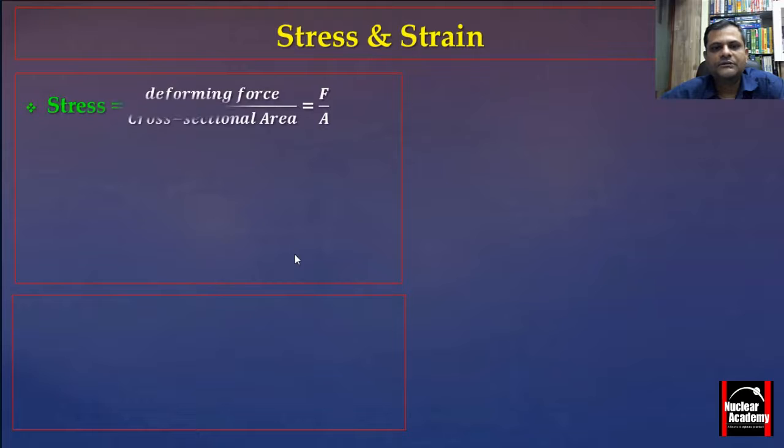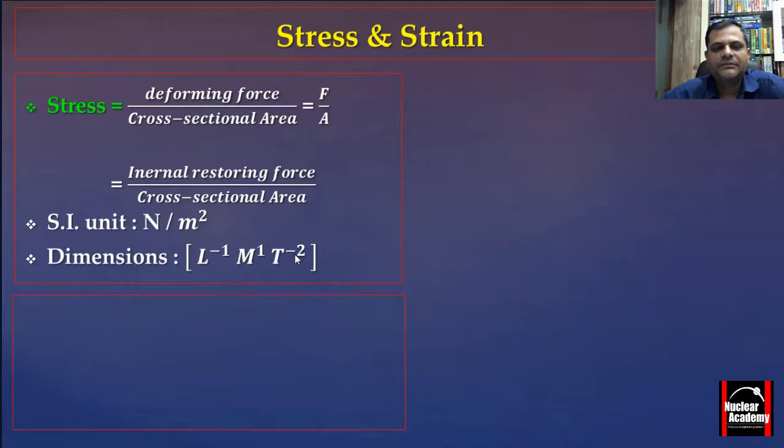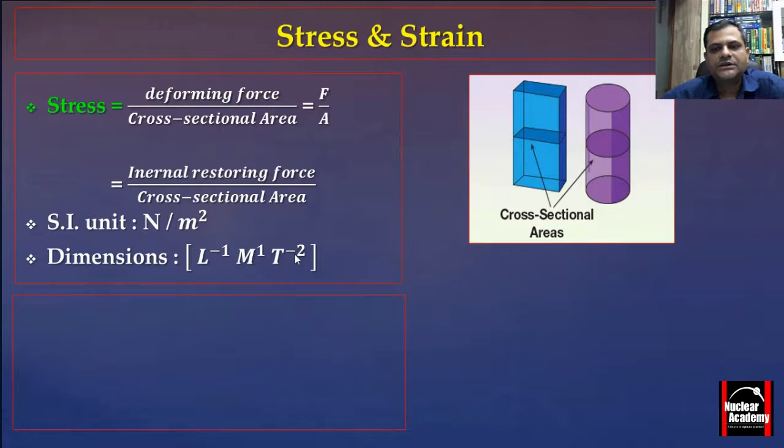Okay, now we'll see what stress and strain are. Basically, stress is defined as the deforming force per unit area. Actually, it is defined as the internal restoring force per unit area. But since the internal restoring force is exactly the same as the deforming force, we can say that the deforming force per unit area can also be defined as stress. Its unit is Newton per meter square, and its dimensions are L^-1 M^1 T^-2. We can see it in the diagram.